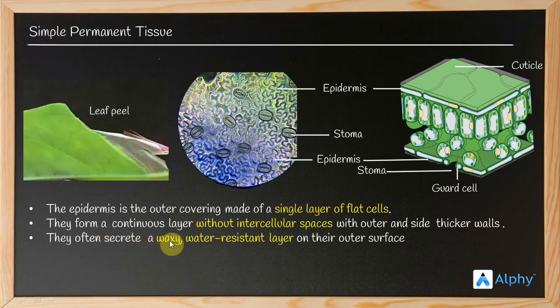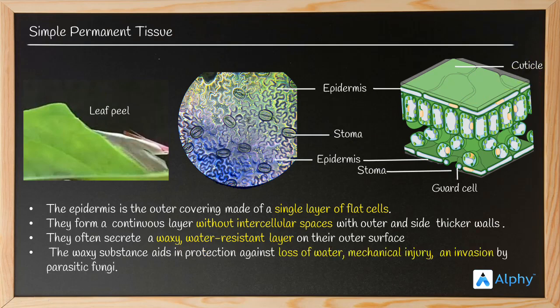They secrete a waxy, water-resistant layer on their surface, and that water-resistant layer is known as cuticle, right? So, what is the purpose of cuticle? They are water-repellent. They are waxy, right? So, there is a structure of cuticle found on the epidermis. So, it's a secretion, right?